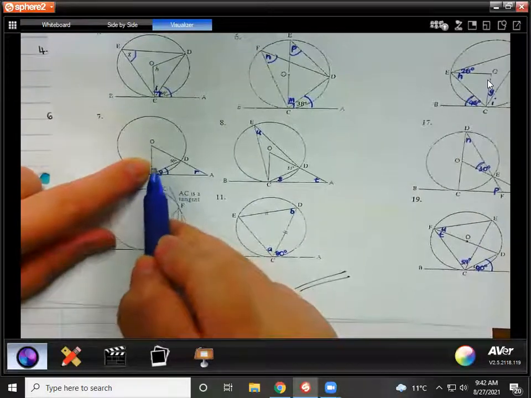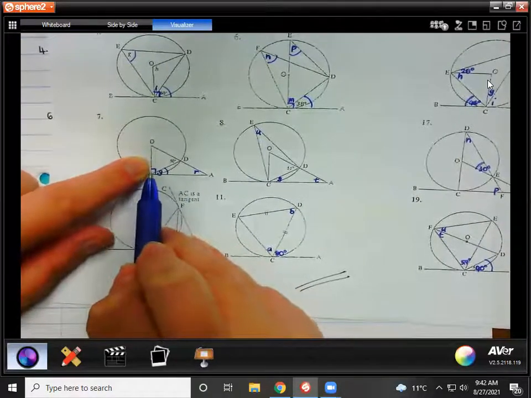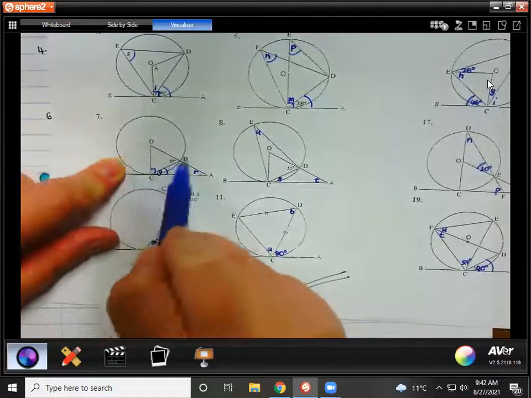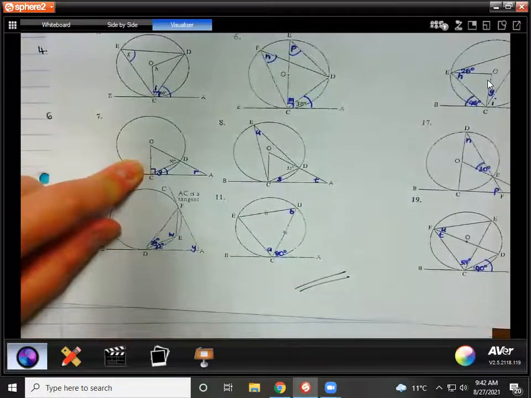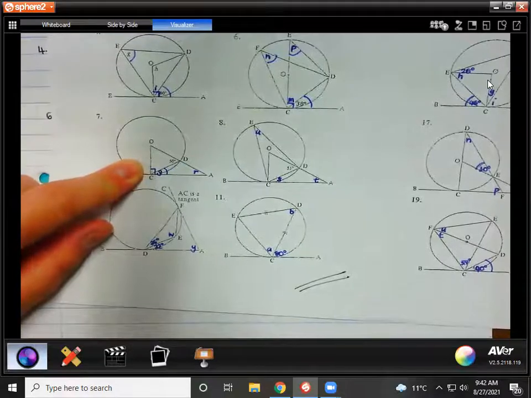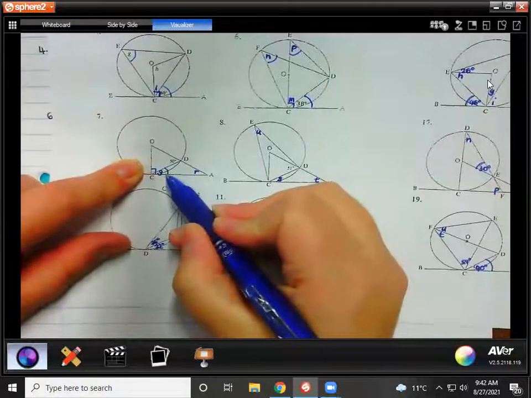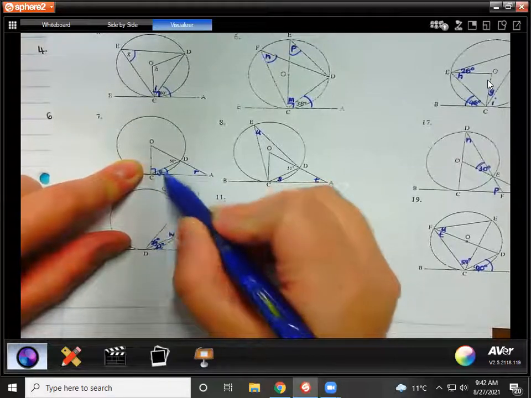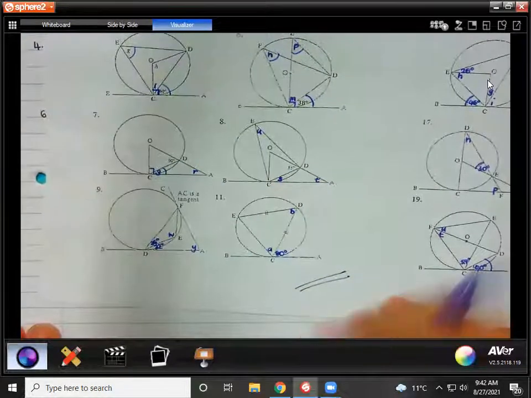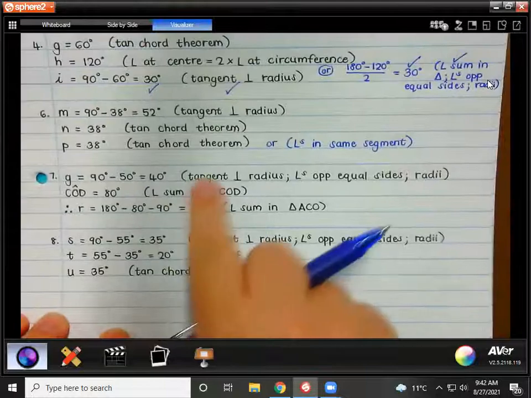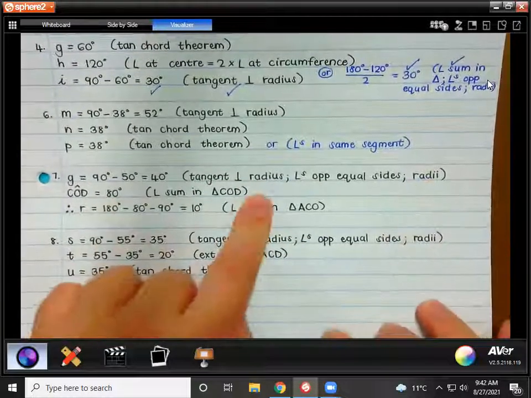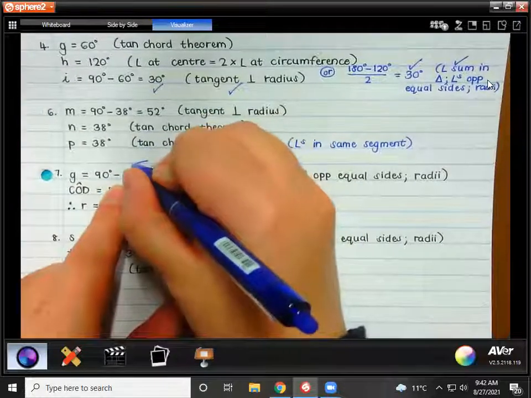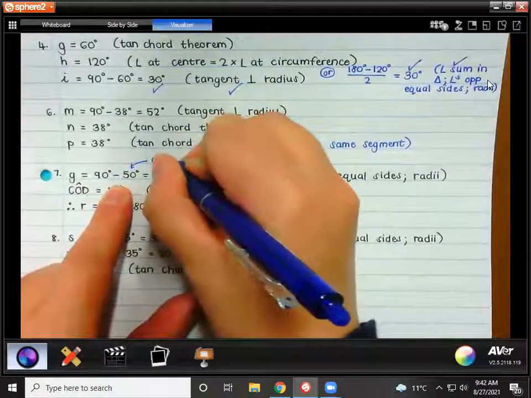So for the reasoning part of that, you could have written that as a separate step. You literally could have said angle OCD is 50 degrees, angles opposite equal sides, and then radii. And then G will then be 40 degrees because it's 90 minus 50, right? For tangent perpendicular radius. I wrote it all in one line. Okay, so I said that G is 90 minus 50. This 50-degree angle is angle OCD.